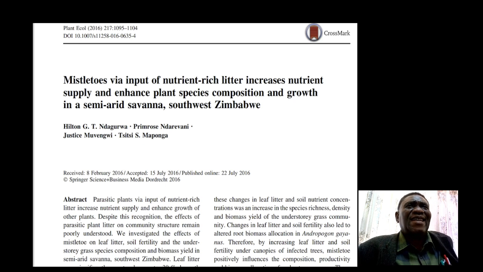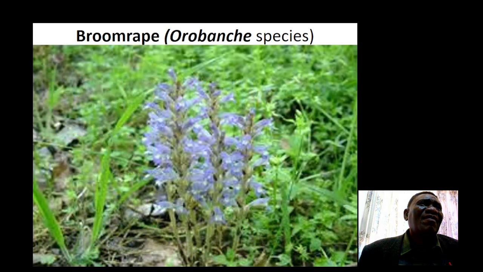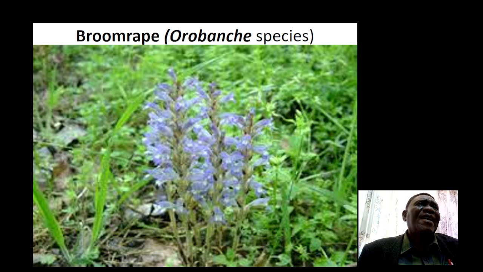It's not a problem in the agricultural fields, but it's just out of interest that we do have parasitic plants which seem to play a certain role in the wild. This is the broomrape or Orobanche species. It is found in Saudi Arabia, around the Mediterranean areas, as well as Europe and North Africa. Probably it may be found in Ethiopia as well.